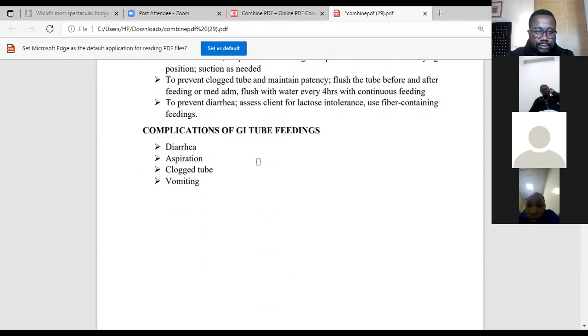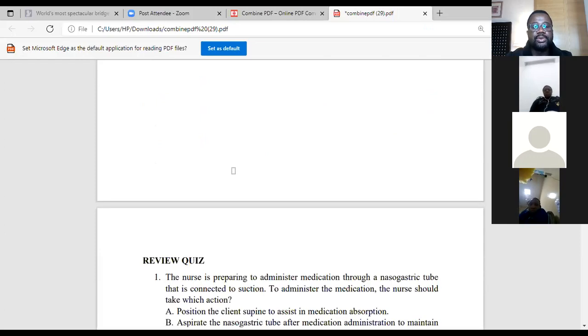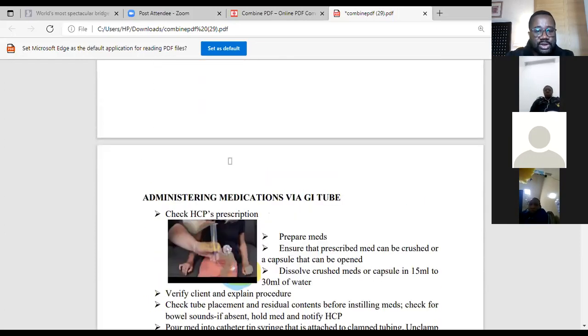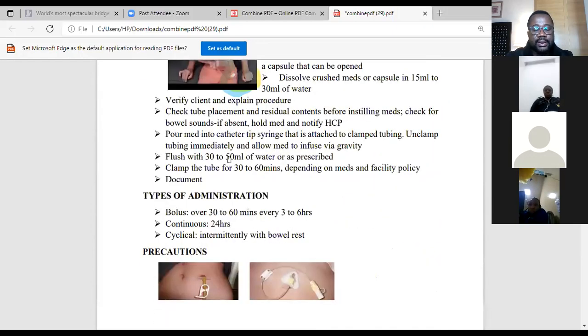And that's that. There are some complications when patients are placed on tube feeding. These patients are not eating their food, it's not passing through the stomach, it's going directly into the lower GIT. Some complications are bound to occur, even for those on NG tube. Most of them sometimes have diarrhea, they can have aspiration. We've mentioned that. Clogged tube, vomiting, we've mentioned that. So these are some of the complications that patients on NG tube and PEG tube can encounter.